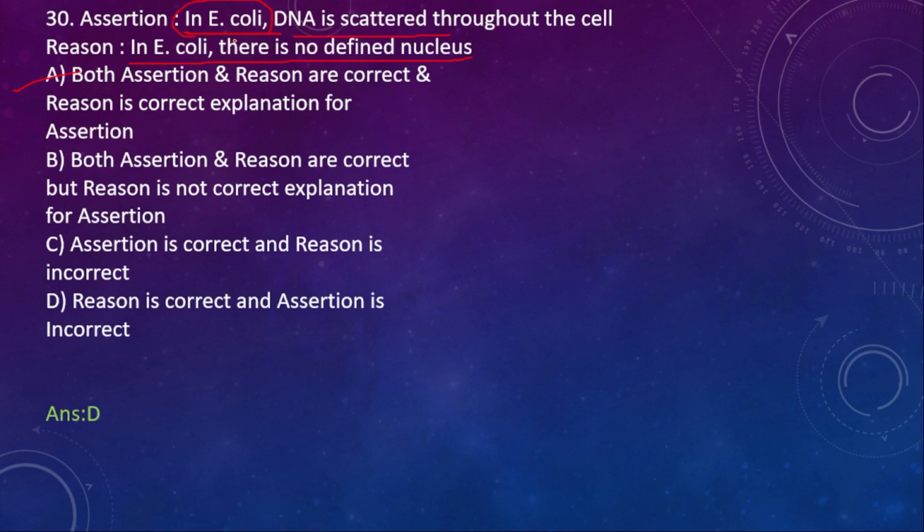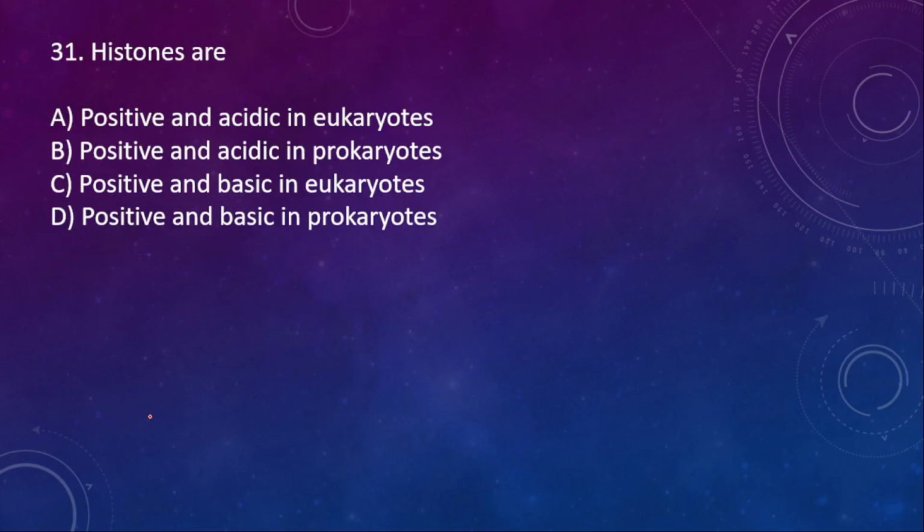There is no defined nucleus. So option A is correct here. Make it as A. Next question, 31st question. Histones are: A, positive and acidic in eukaryotes; B, positive and acidic in prokaryotes; C, positive and basic in eukaryotes; and D, positive and basic in prokaryotes.